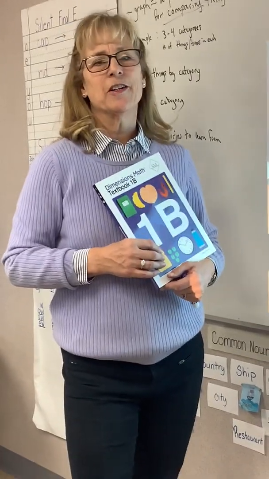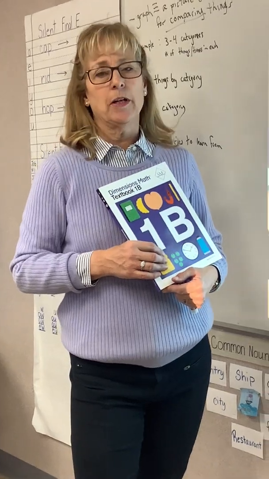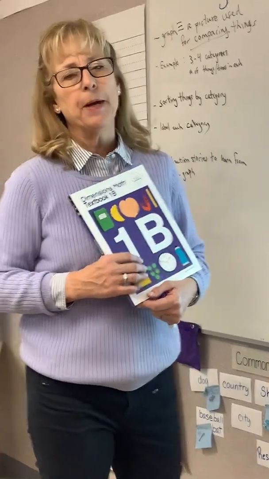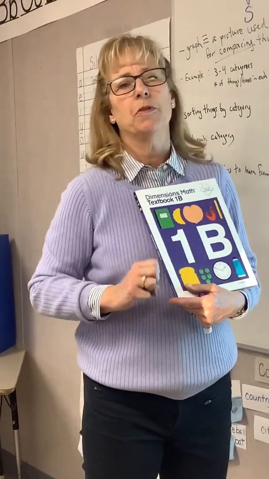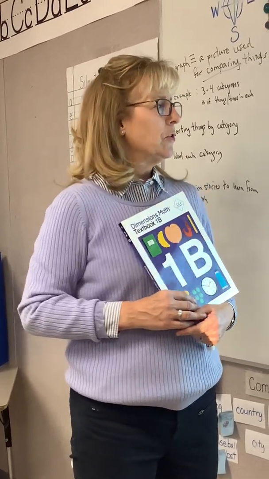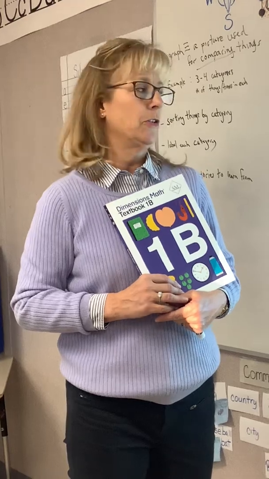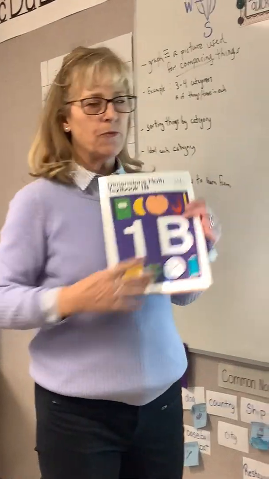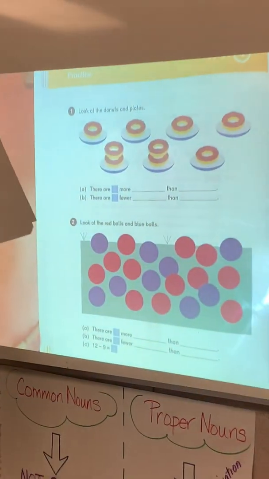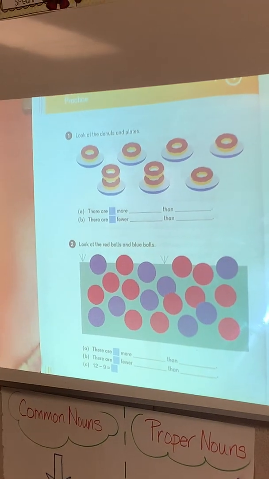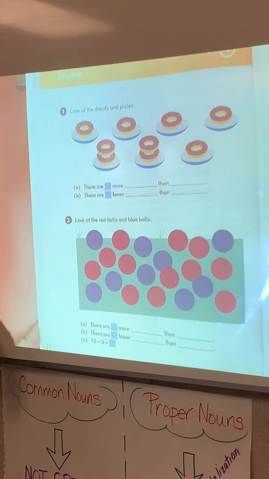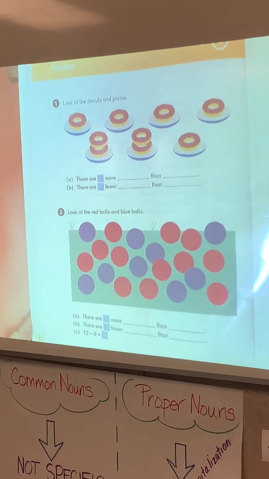Welcome back, first graders. We are now on lesson 4 in chapter 11 of comparing sets and groups of things using subtraction stories and graphs. So now we're going to practice what we've learned. If you want to follow along, get your textbook out and go to page 24 and you'll see this page with the donuts and the balls on it.